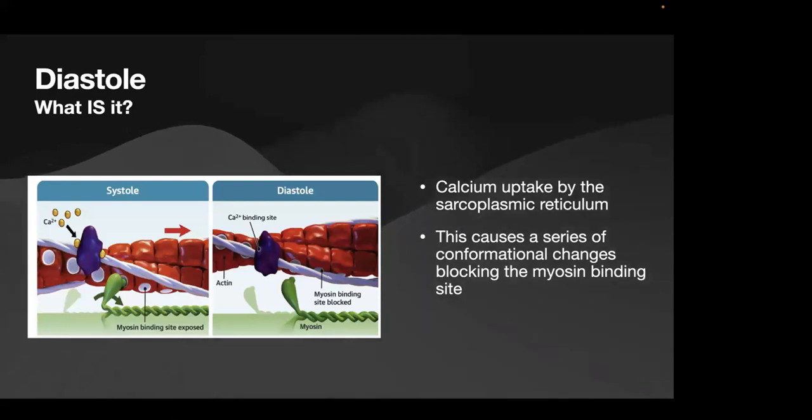What we can understand is that preload is something that stretches these sarcomeres, and it causes the potential energy to allow for systolic ejection. And it has a very characteristic association between force and length.